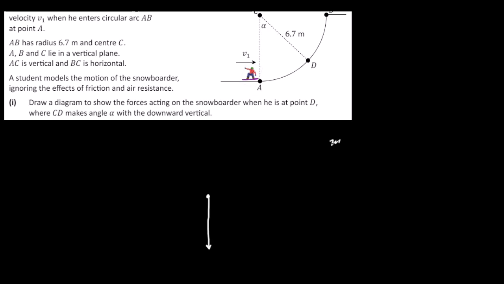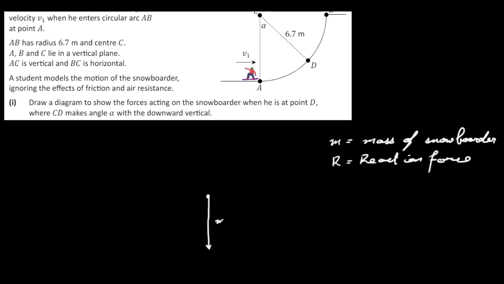We're going to say m is the mass of the snowboarder, and I'm going to put in the reaction as well. That's the reaction force. So the weight here is going to be mg. I'll actually resolve it as well, and the reaction force is going to be in this way towards the center. This is going to be R in along here.